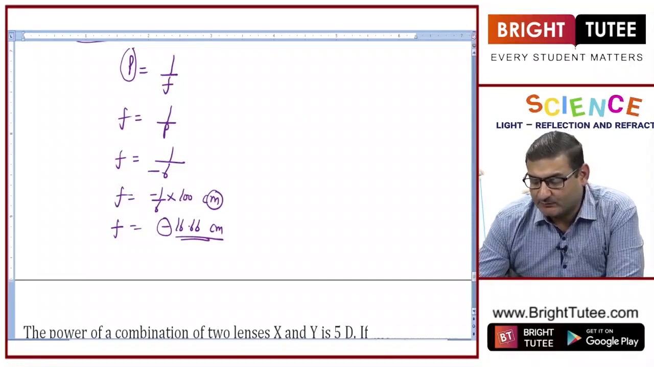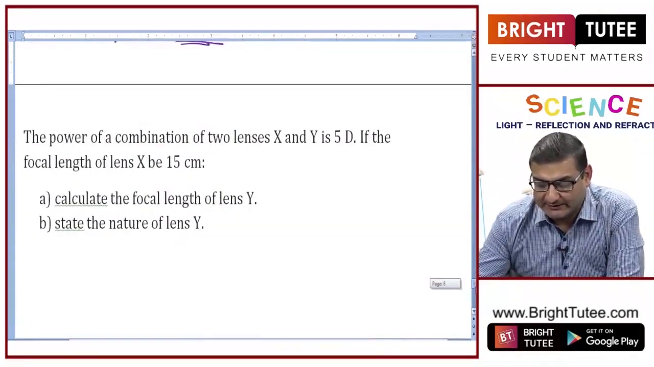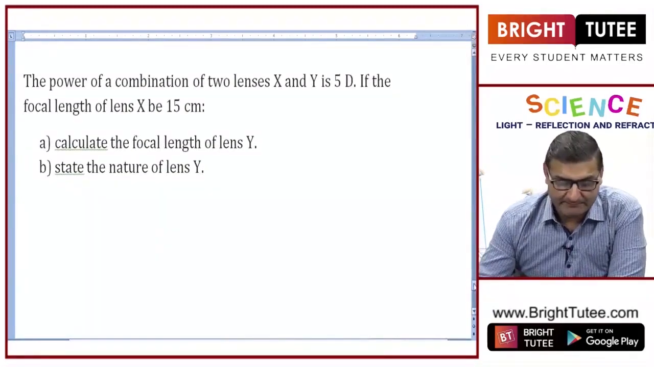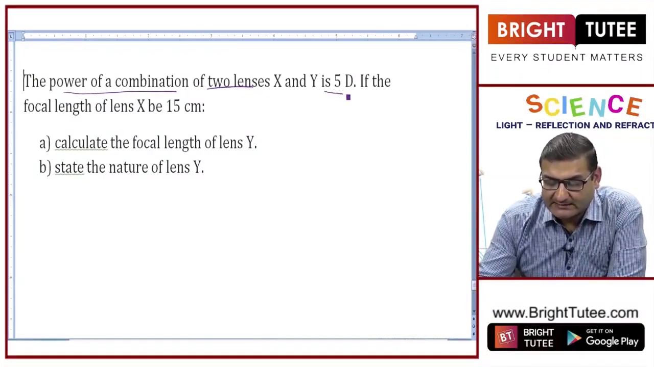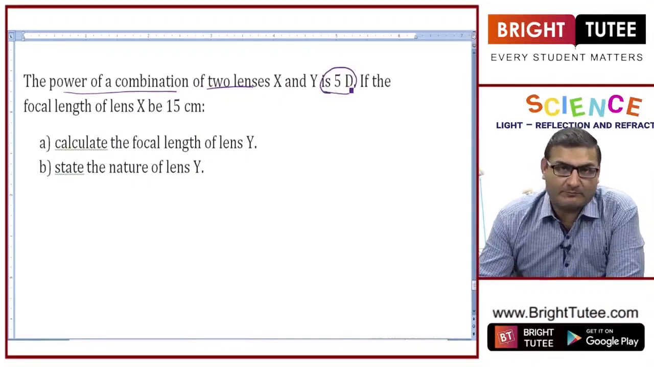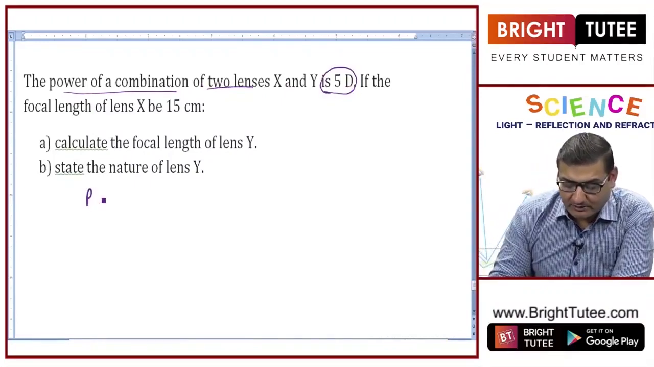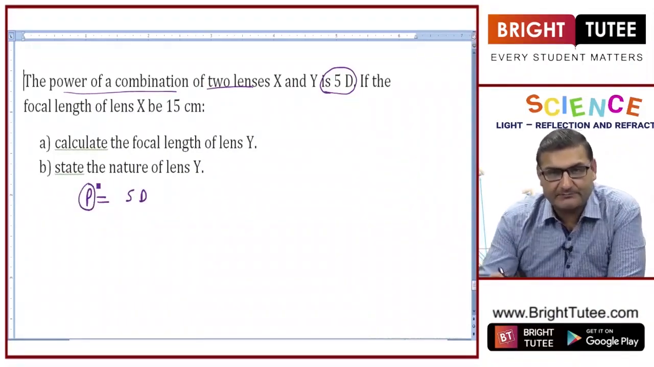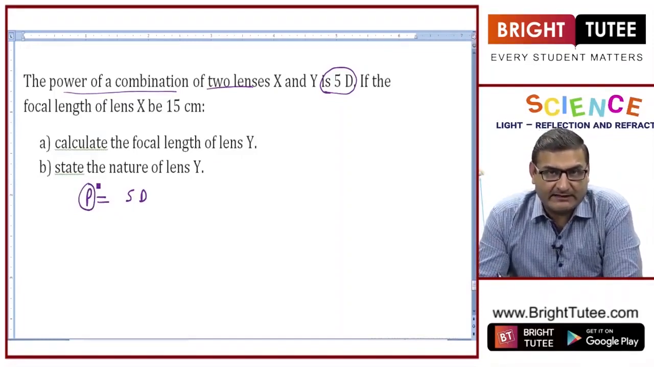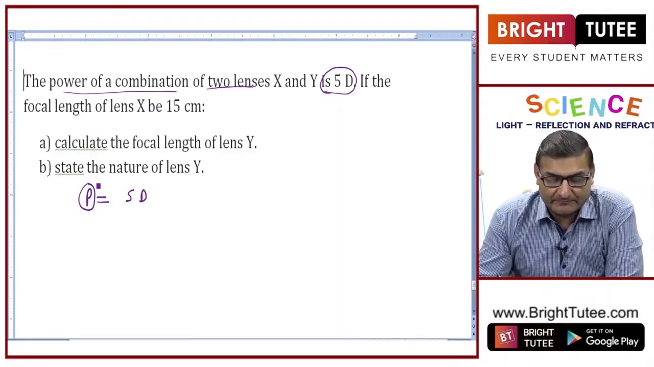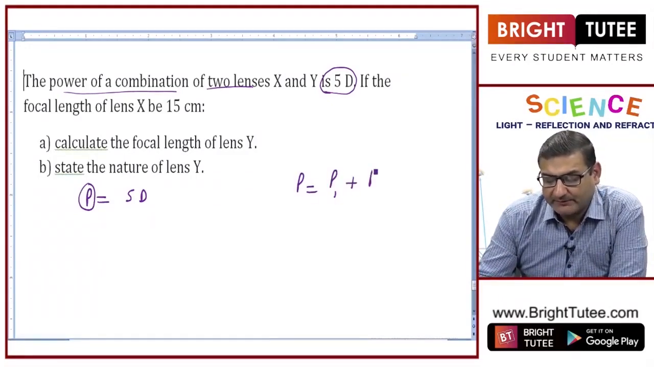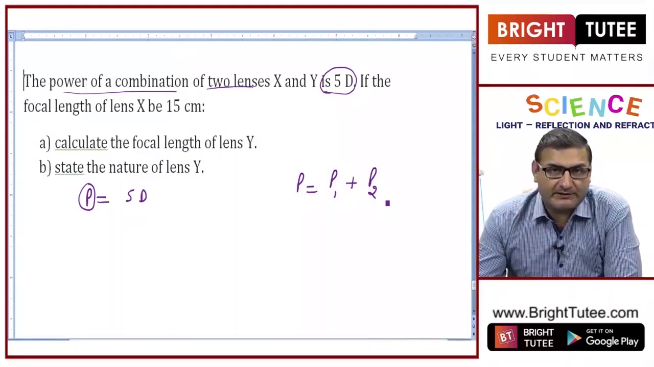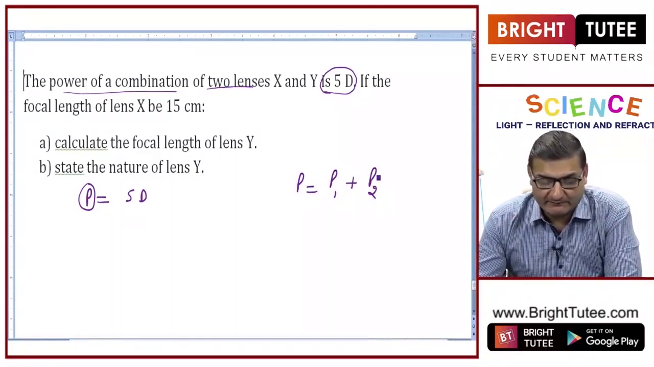Fine. Let us take one more question. This is a good question. Try to relate it. The concepts are the same. The power of a combination of two lenses X and Y is 5 diopters. Now, in this question, we are given 5 diopters, which is the combination power of X and Y. That means total P we are given. And we know that total power is equal to P1 plus P2, the combination, the sum of the individual powers.